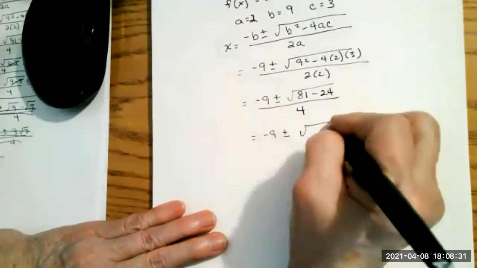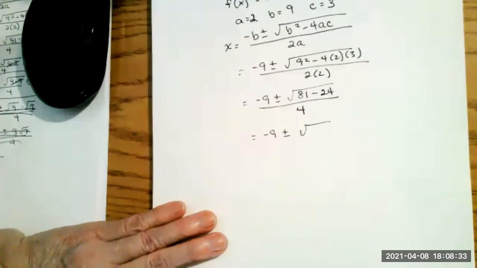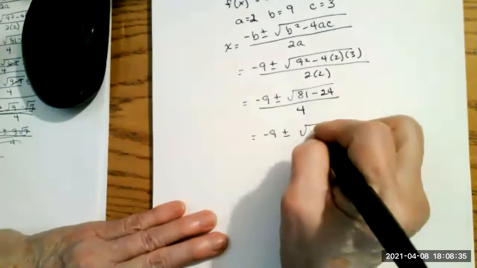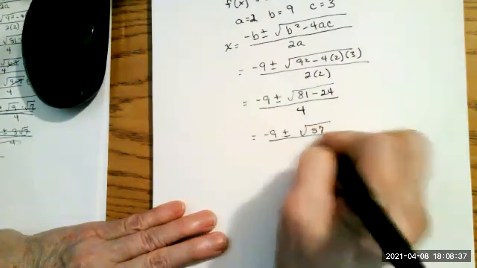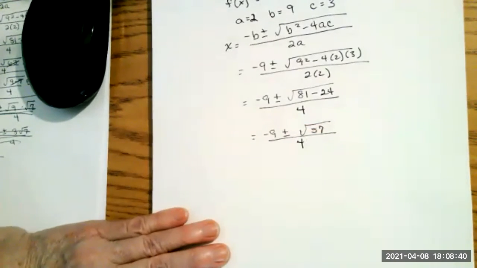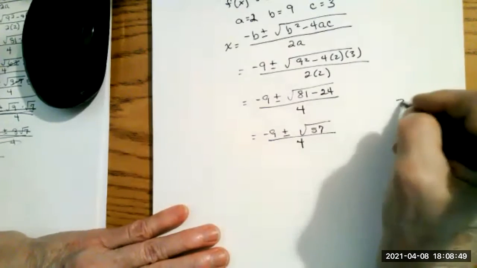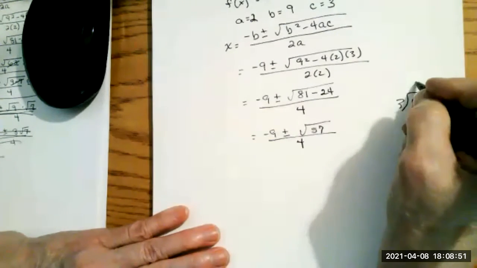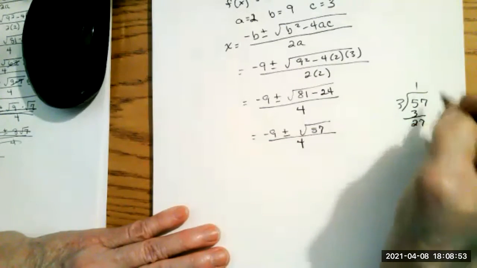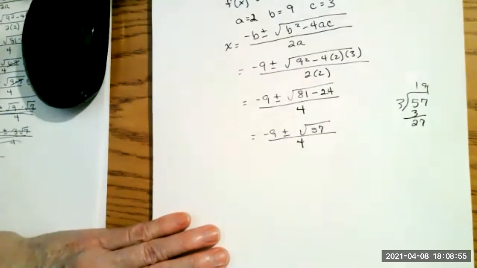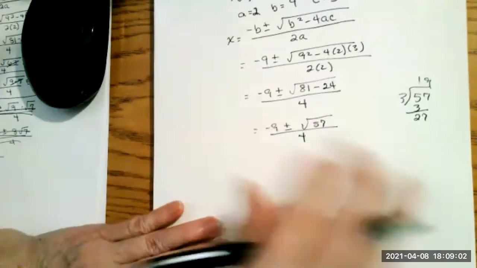Let's see what we get here. 81 minus 24, I think, is 57. Somebody double check me. Is that right? Yeah. Okay, so now 57 doesn't have anything you can use to multiply it by, I don't think. Let's see, will 3 go into 57? It might. 3 times 19. But 3 and 19 are both prime, so there's no way you can break that down. So those are your answers.